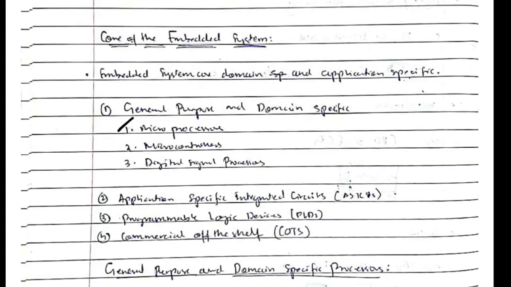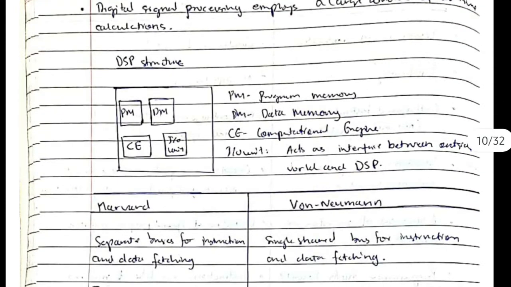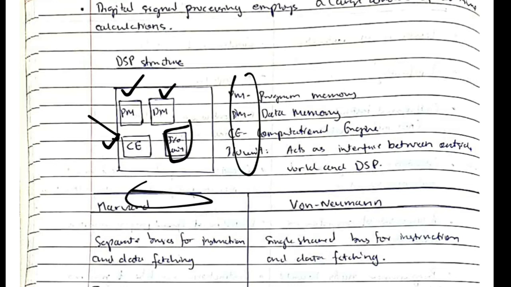So we saw an overview of the microprocessor and microcontroller. Let's see the third one, which is digital signal processors. Among the three, the digital signal processor is the best one because it's 2 to 3 times faster, and it implements in hardware rather than firmware. It has the structure as follows: PM means program memory, DM means data memory, C is the computational engine where all the tasks happen, like the CPU, and IO is the interface between the external devices and the DSP. And it's widely used in real-time applications.